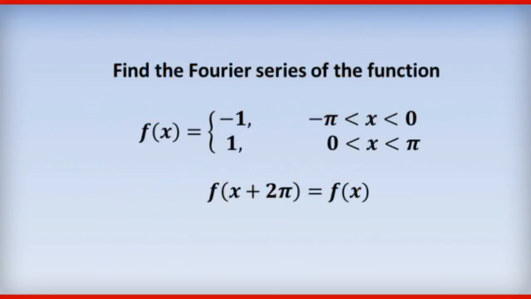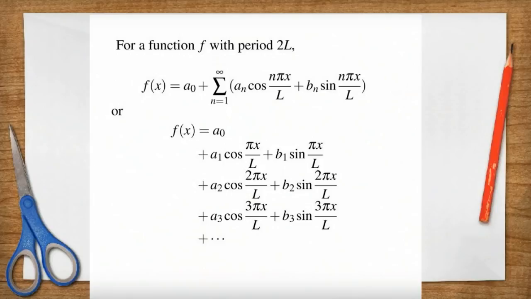Today, Fourier Series, made easy. Here's a typical exam question. A Fourier series for a function f with period 2L, and that just means that the function repeats every 2L, has this form. That's the Fourier series. Or if you don't like the summation notation, you can see here it's an infinite series of sine and cos functions.